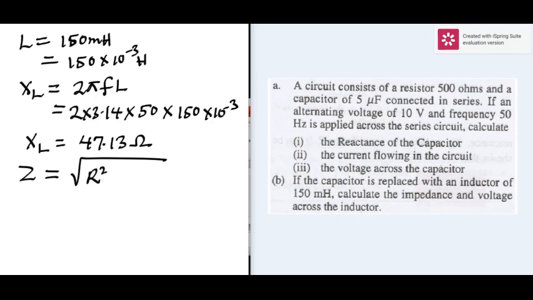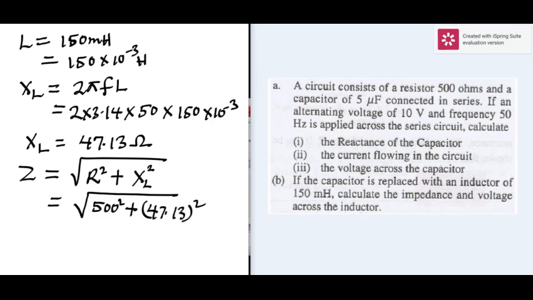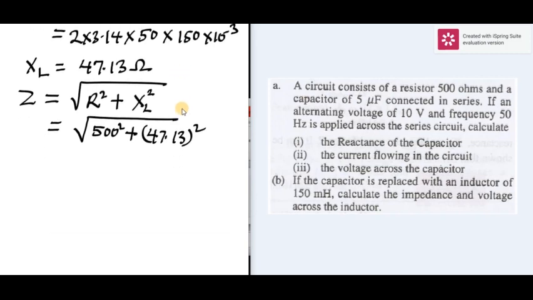We can now find the impedance using the expression the square root of the square of the resistor plus the square of the inductive reactance. Put in the values: 500 squared plus 47.13 squared. That will give us the impedance of 502 ohm approximately.